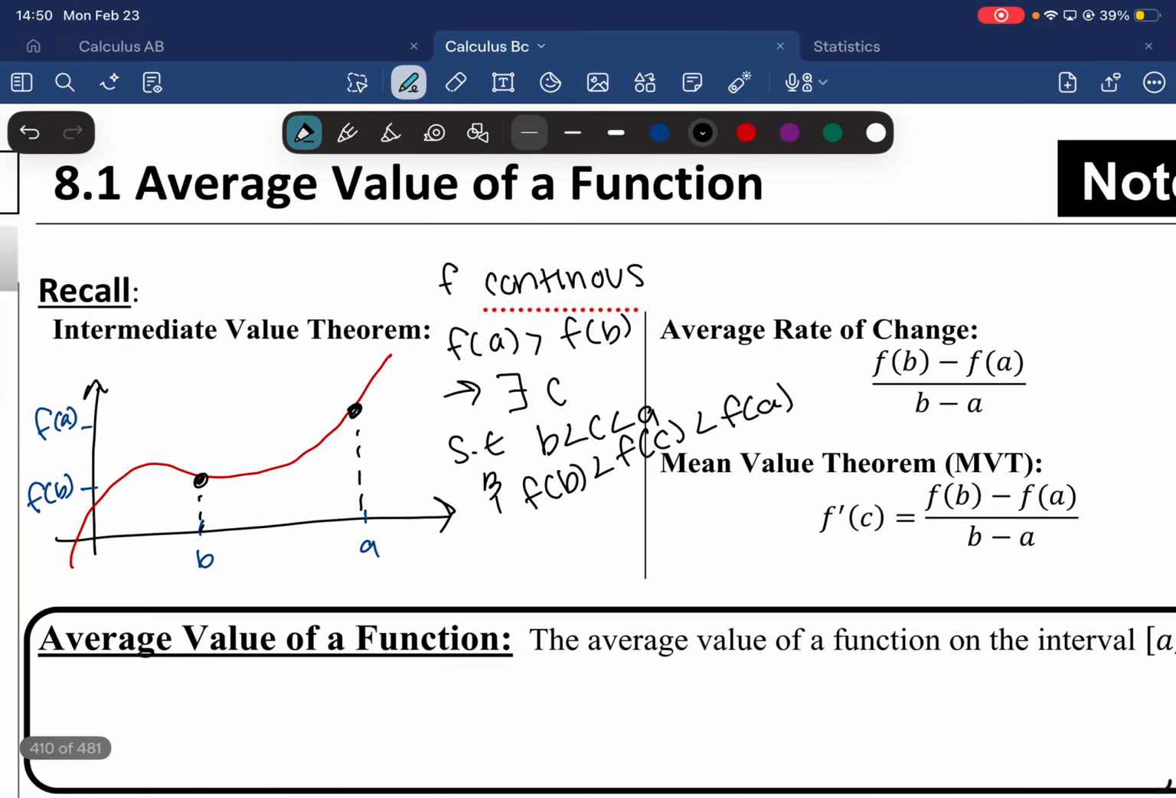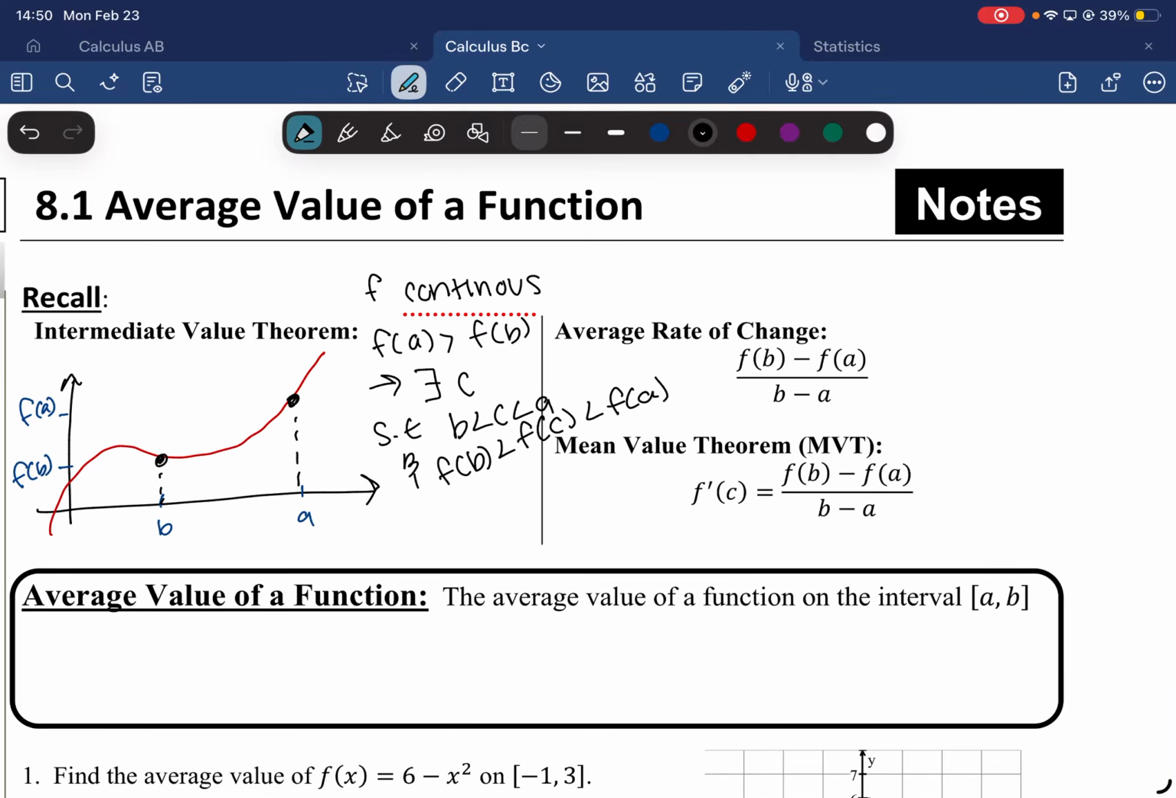Okay, also recall we talked about average rate of change. That's f of b minus f of a divided by b minus a. So we called that AROC, average rate of change. And then we had the mean value theorem, MVT, that said f prime of c is equal to f of b minus f of a over b minus a. And then from the mean value theorem, we learned that the instantaneous rate of change is equal to the average rate of change. Okay, recall those problems when we were doing applications of derivatives, where we would set these two together and find some k value that made it true.